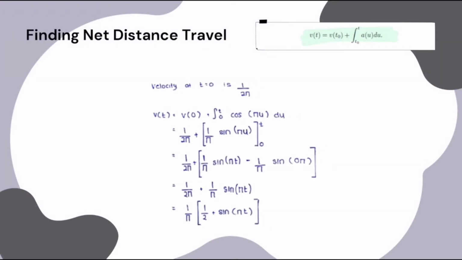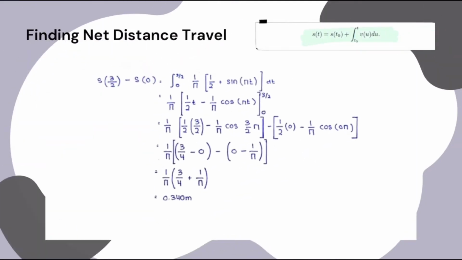The first part of the question asks for the net distance traveled in 1.5 seconds. We need to take the highlighted formula and substitute the acceleration equation, which you can find from the previous slide, and the value of velocity when time is 0, to get the equation for velocity at time t. When we substitute all the values, we will get 1 over pi, open bracket, 1 over 2 plus sin(pi t), close bracket.